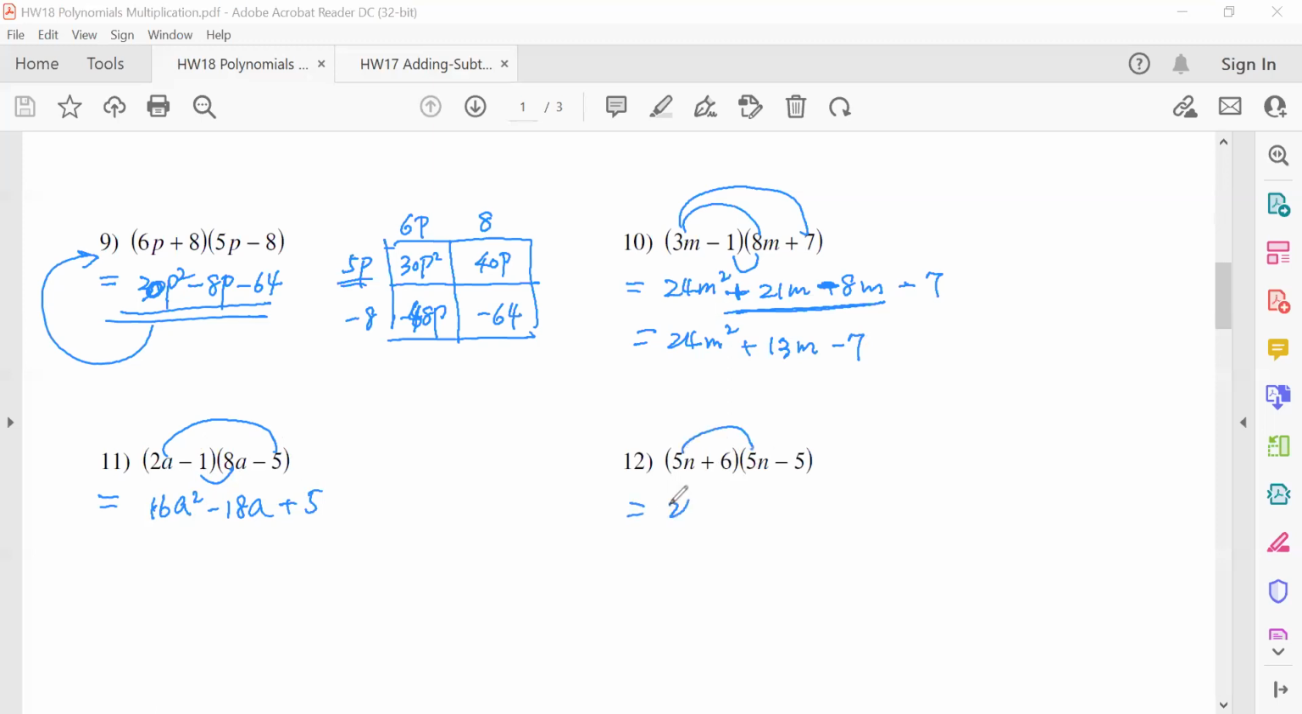So it's 25n squared, minus 25 plus 30, so you get plus 5. See, in one step, you can get all the solutions. If you are familiar with the process, it can make things easier.